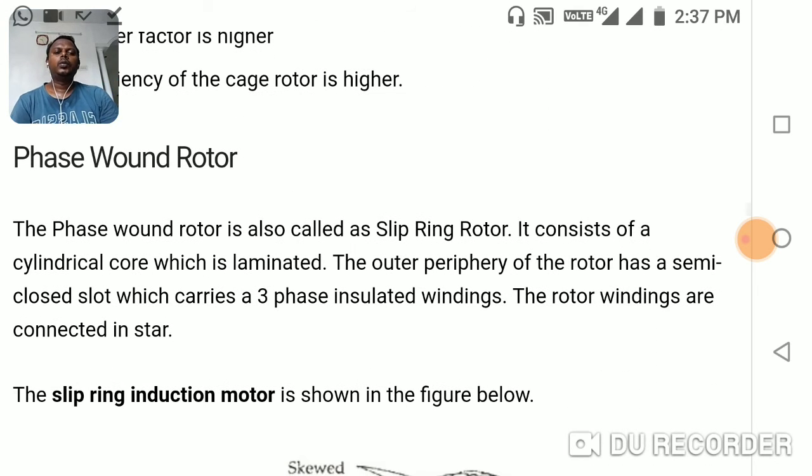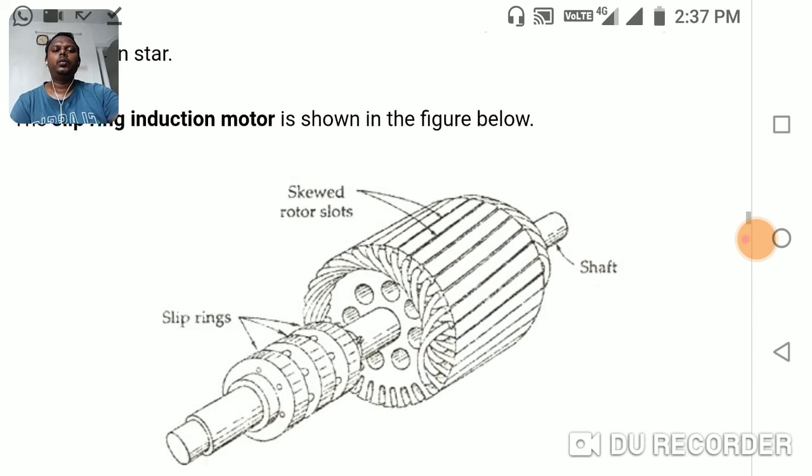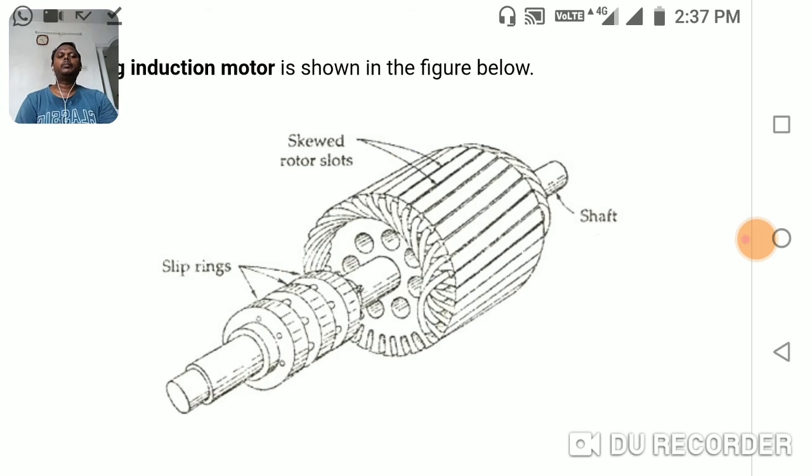Next thing is the phase wound rotor. As we call it, it is called the slip ring rotor. It consists of a cylindrical core which is laminated. The outer periphery of the rotor has semi-closed slots which carry a three-phase insulated winding. The rotor windings are connected in star. The slip ring induction motor is shown below. So this is the slip ring induction motor rotor.